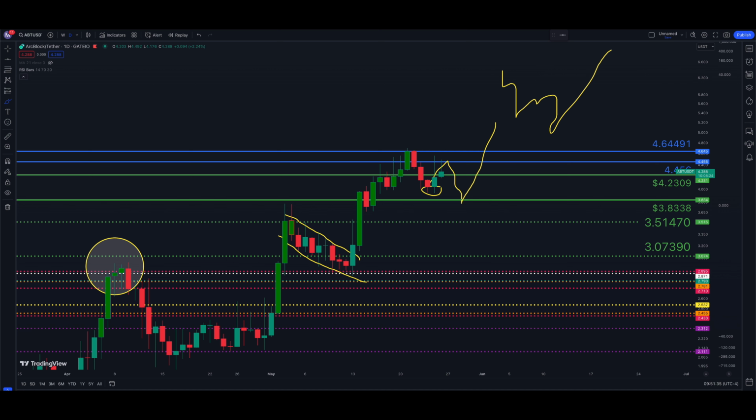So we'll see what happens here, guys. That's just some of my thoughts on the Arcblock chart and potentially what we're going to see heading into the rest of the weekend, the holiday being tomorrow, Memorial Day. And I just wanted to give you guys an update.